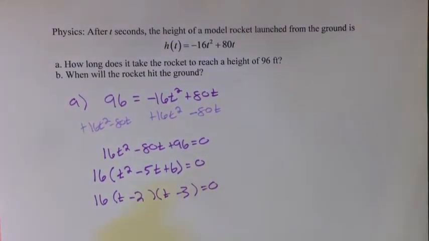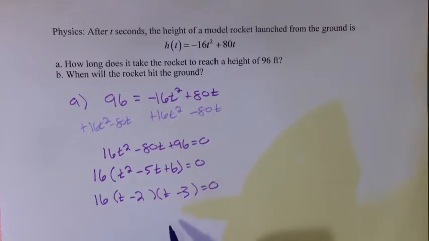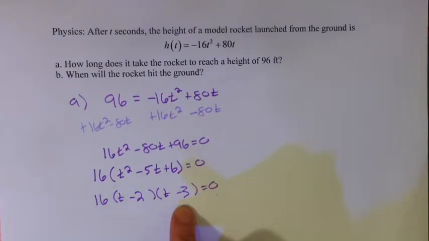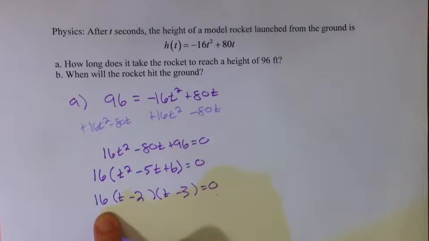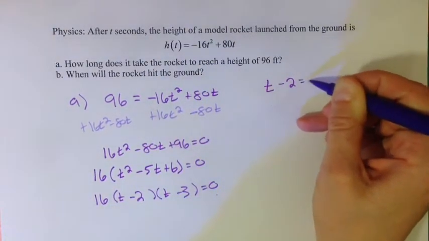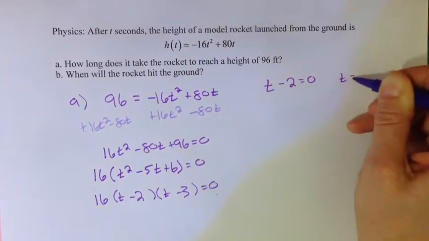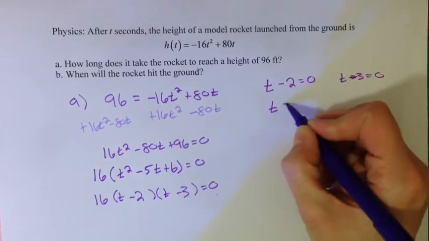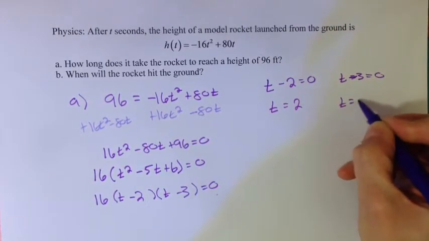Now that I have this factored, I'll take each factor and set it equal to 0. But that 16 doesn't need to be set equal to 0 because it's not a variable. I've got 16 multiplied by something equals 0. I know that one of these three things needs to be 0, but there's no way that 16 will ever be 0, so I don't have to worry about that one. I can say t minus 2 equals 0, or t minus 3 equals 0. And that gives me two possible answers. t is 2, and t is 3.